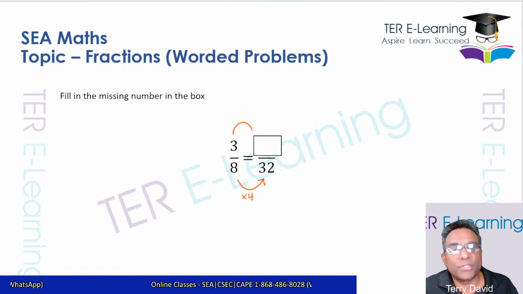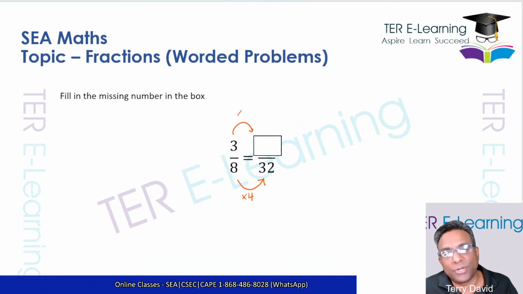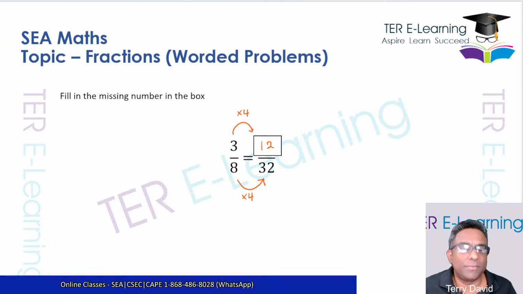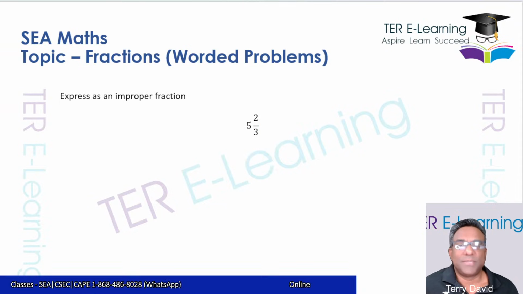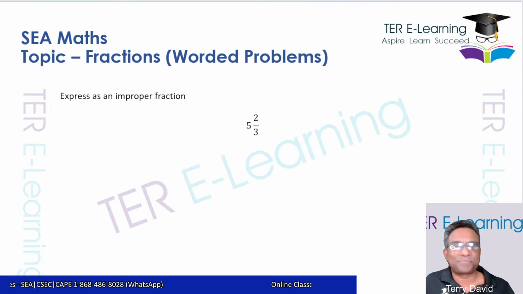And whatever we do on top here has to be the same that we did at the bottom. So you're going to multiply by 4 as well, and we're going to get 12. So 3/8 can be written as 12 over 32. All right. So this is a very basic question that could appear in section 1 of the exam. Let's look at this next one here. This is something that they bring in section 1 as well.